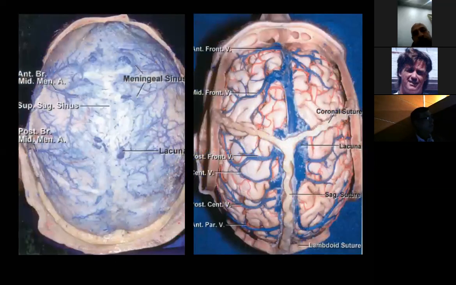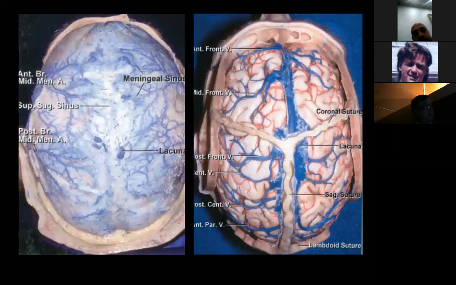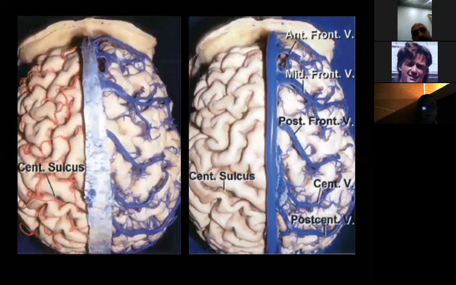This is looking from the top, anterior, posterior. This is the view, and underneath you can see the sagittal sinus. This is the coronal suture. So we classify this into anterior parasagittal, middle parasagittal, and then the posterior one.